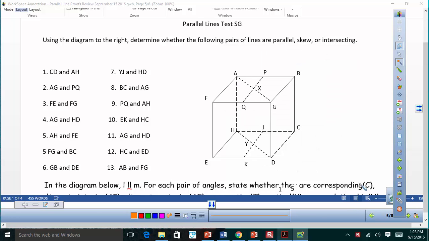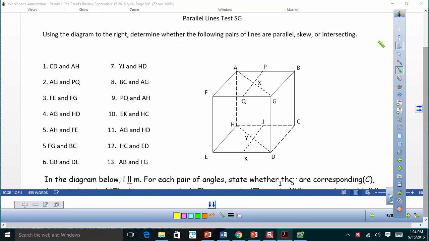So the first thing that we're going to talk about today for our study guide is if lines are parallel, skew, or intersecting. So I highly suggest that you have some sort of highlighters or colored pencils or markers or colored pens. It helps you be able to see the lines better. And I suggest that also for the test tomorrow. You can draw using colors and stuff. So let's look at number 1 first.